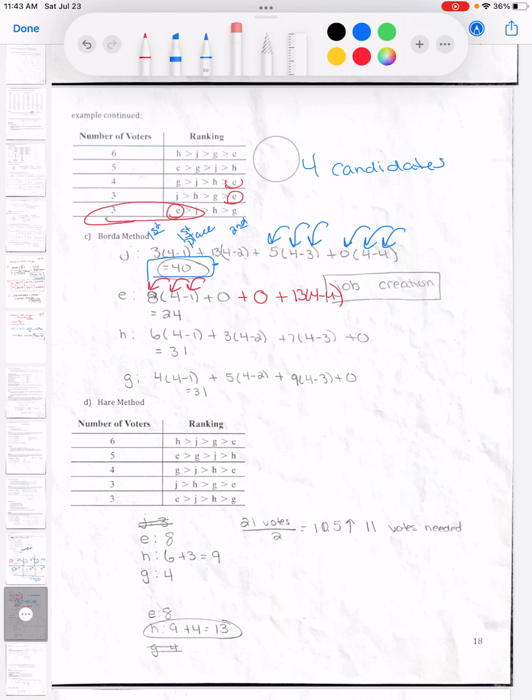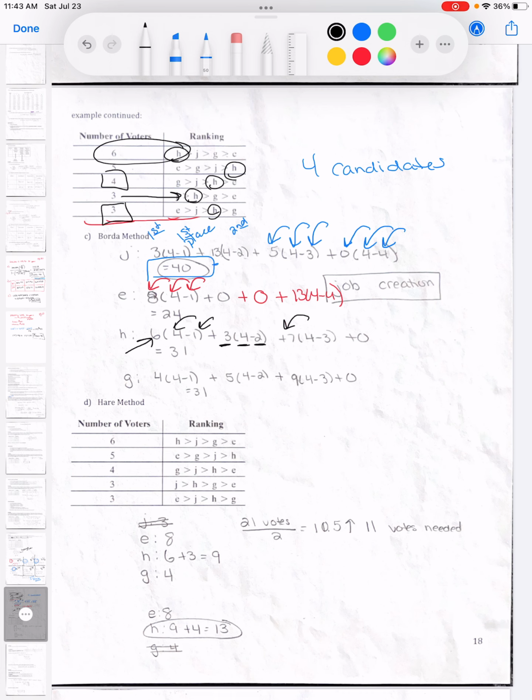So let me do one more since E was kind of weird. So let me do H down here. So let's look at H. So H had 6 first place votes, 4 candidates in first place. H had 3 second place votes, 4 candidates second place. H had, let's see, 4 and 3. So 7 third place votes, 4 candidates third place. And then that last place is always going to be 0.